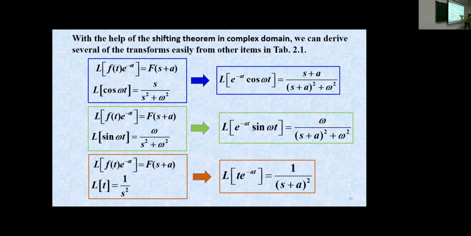And same for the sine, but a little bit different as well. The numerator is omega, right? Only the denominator changed because of s here. So s squared changed to what? s plus a squared. Same with this one, right? Yeah, this group is listed in table 2.5.